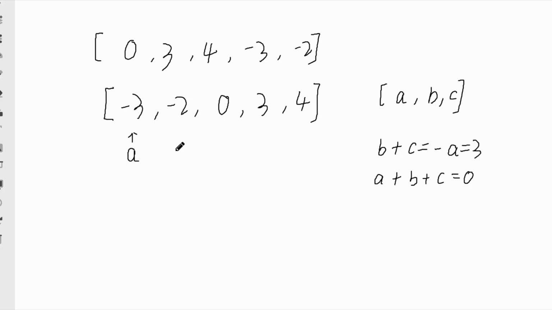Now let's use the two-pointer technique. The left pointer points to -2, the right pointer points to 4. Let's sum them up. -2 plus 4 equals 2, which is less than 3. Then we need to move the left pointer to get a larger sum.